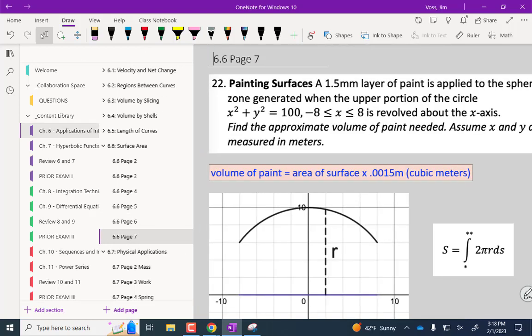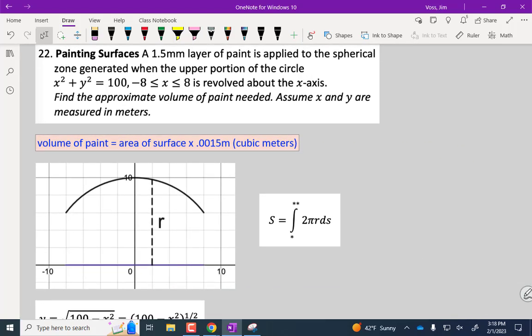All right. So the last surface area one is kind of a light application. We're just finding the surface area of this arc that's rotating around the x-axis, but they guise it in the form of an application. They talk about volume of paint, and we want to paint this surface, and the paint's supposed to be 1.5 millimeters thick. So all we have to do is find surface area and then multiply by the thickness of the paint. If we change the thickness of the paint to meters, then we're going to have 0.0015 meters. So in the end, we're just going to multiply by that 0.0015.